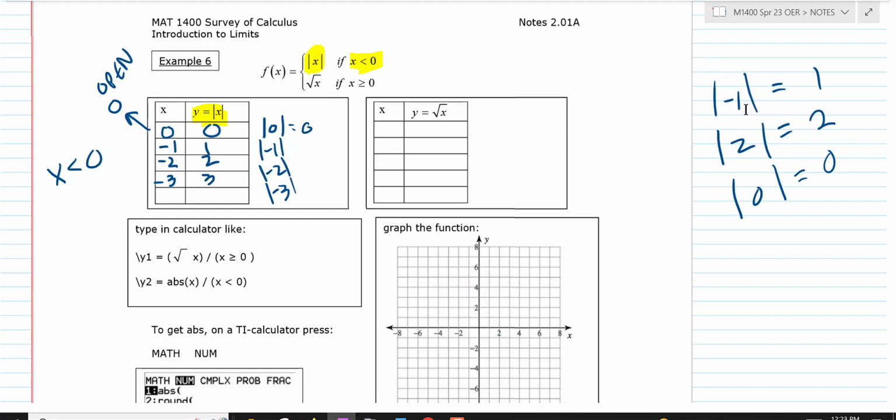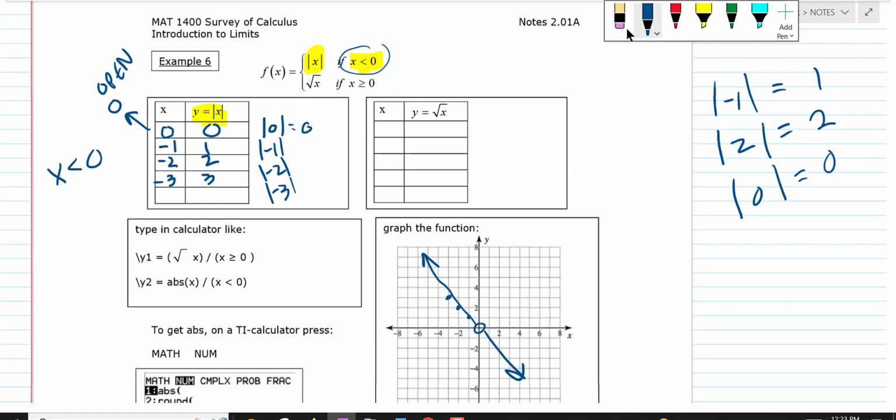So plot the point 0, 0, but use an open bubble. That's because the x less than 0 did not have an equal to bar. And then you got -1, 1, -2, 2, -3, 3, and I'm only going to draw to the left. I don't draw anything over like this. The mistake that students make constantly on this is they do it like that. No, that's why that inequality is there. So just make sure that you're paying attention to that. So there you are. That's what the graph looks like when x is less than 0.